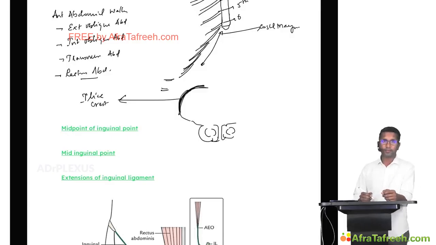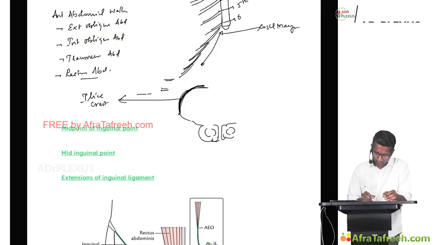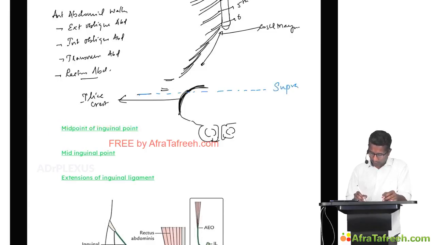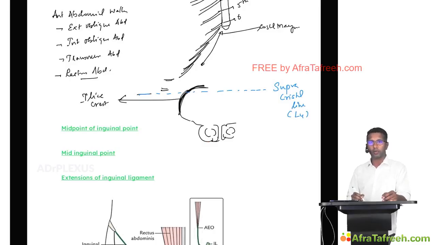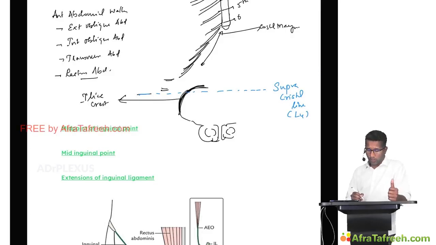If I draw a line through the highest point of the iliac crest, I'll draw it in a different color, then that line is called the supracristal line. This line will go through the L4 vertebra. So the line which passes through the highest point of the iliac crest is called the supracristal line.